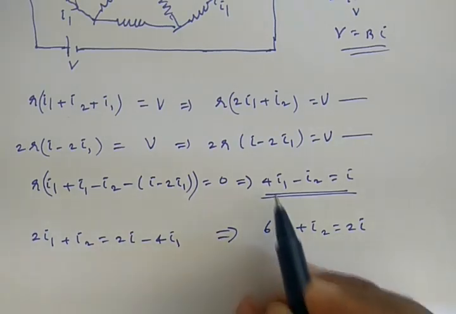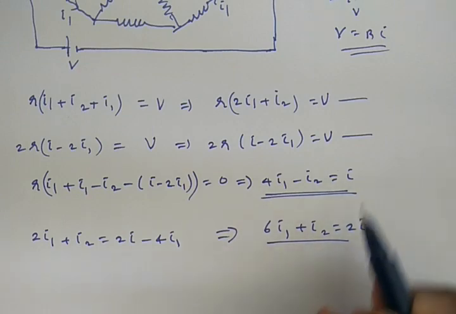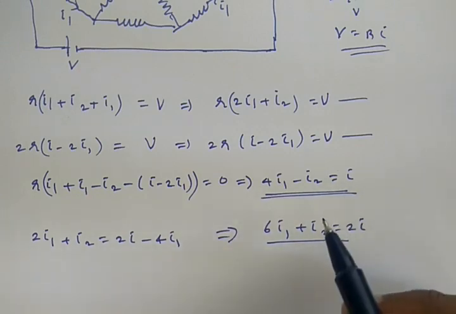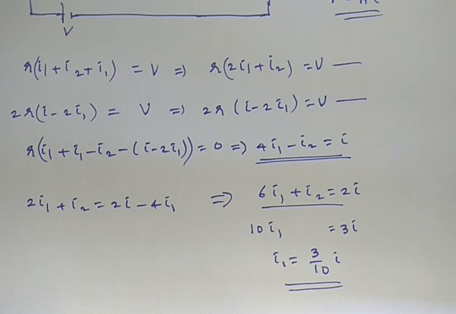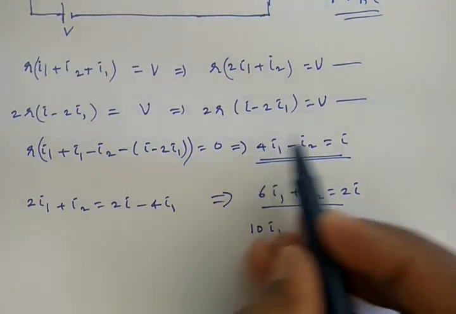So when you solve these two equations, let us add these two equations. I get 10I1 equals 3I. So then I1 equals 3 by 10 into I. So once you know I1, you can compute I2 from this equation.